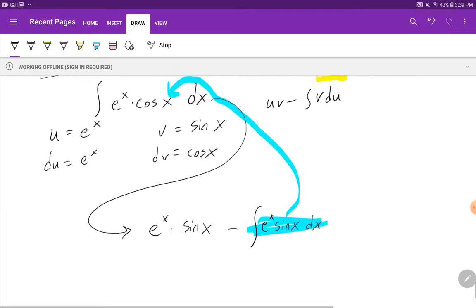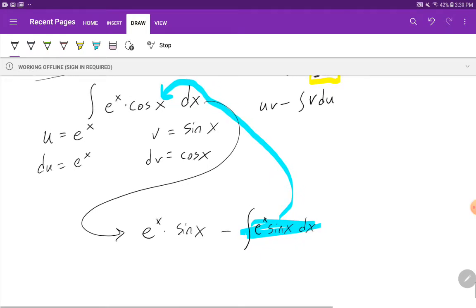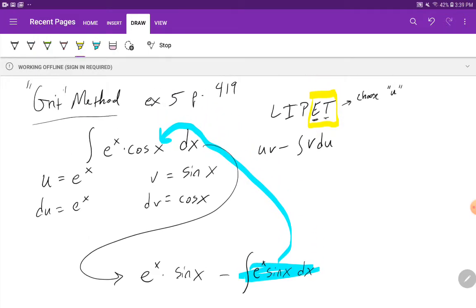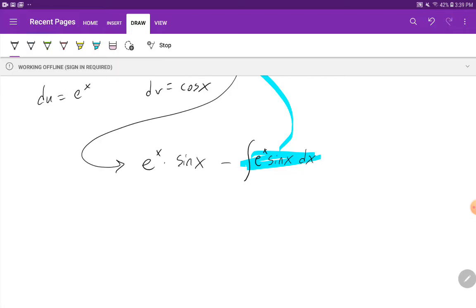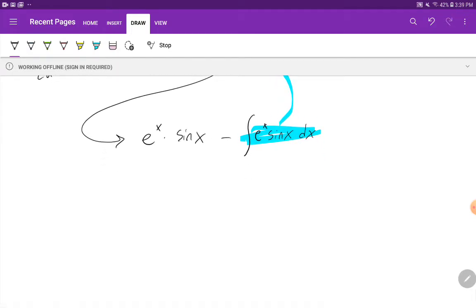We're not going to give you those types of problems. After you do a couple of these, you'll be able to spot a grit method problem. Most of the time, it's just going to be one of them is an exponential and the other one is a trig. So that's usually what the grit method is for. So watch if I do this again, right? I used up my u and v, so actually I can use them again, right?